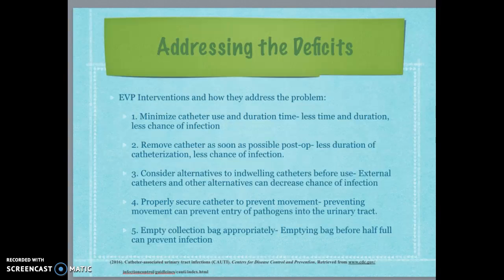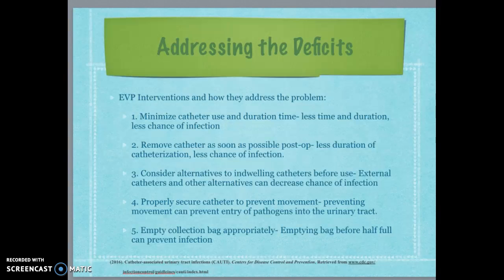Properly secure catheters to prevent movement. Preventing the movement can prevent entry of pathogens into the urinary tract. I see this a lot at work. Patients' catheters come unhooked, or sometimes they don't even have one because they keep coming off. We just can't keep them on, but that's a really big thing because it's easy for it to slide in and out, and cause those pathogens to enter into their tract.